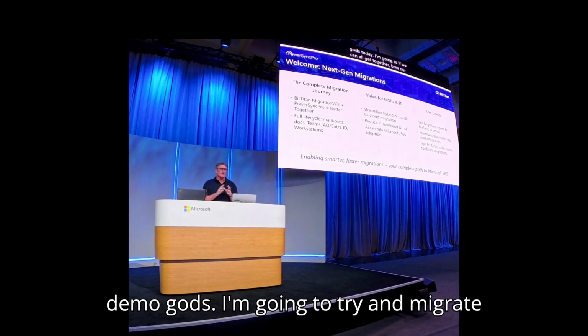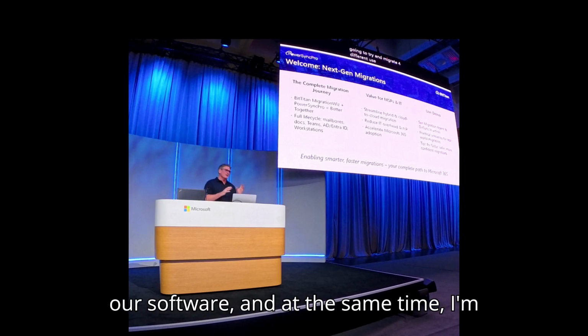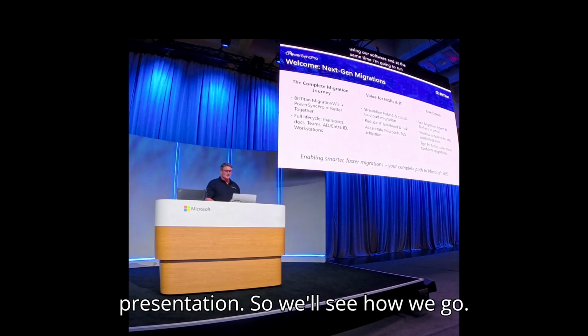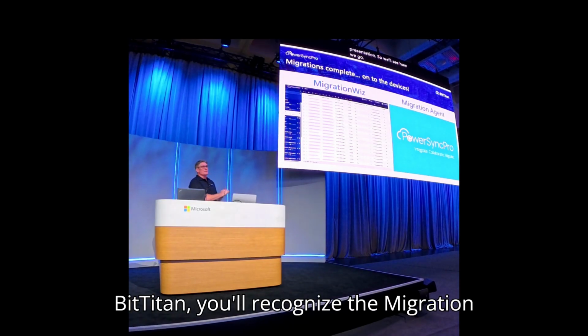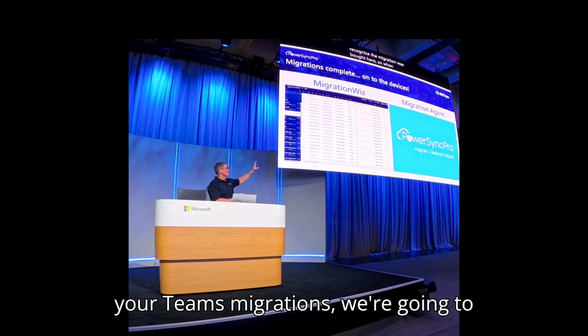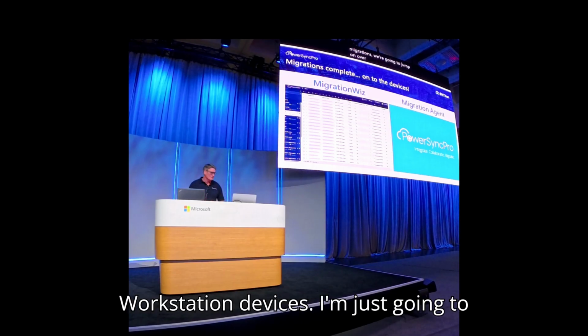I'm going to try and migrate 4 different use case machines using our software, and at the same time, I'm going to run through a PowerPoint presentation. So we'll see how we go. Migration's complete. If you use BitTitan, you'll recognize the MigrationWiz portal here. So when you're done with your mailbox, OneDrive and Teams migrations, we're going to jump over to migrate your Windows workstation devices.